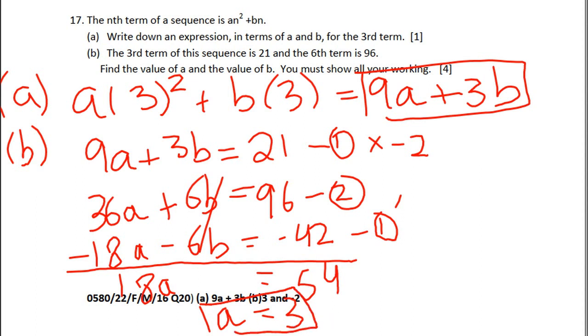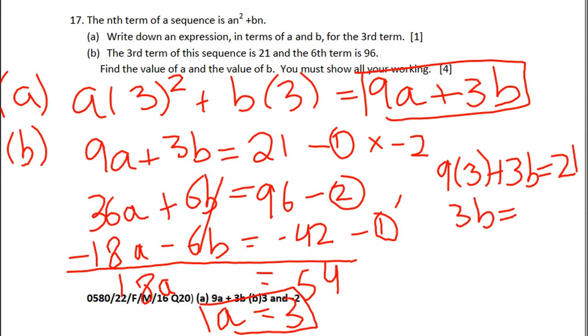Now I have the value of a, I can put it back in any of these equations to get the value of b. I'll use the first one. So 9 times 3 plus 3b equals 21. So 3b equals 21 minus 27, which is minus 6. So b equals minus 2, which is the answer.